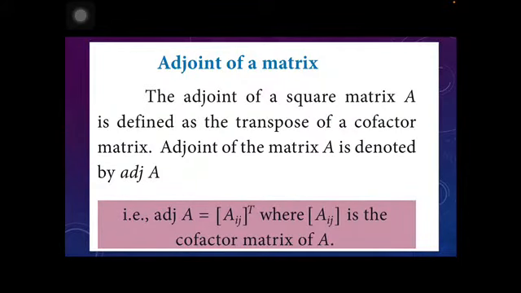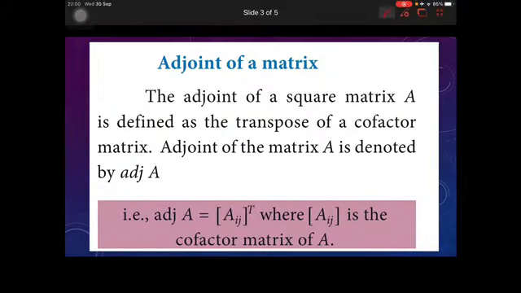Adjoint of a matrix. The adjoint of a square matrix is defined as the transpose of the cofactor matrix. Minors and cofactors we have studied. Okay, so the transpose of the cofactor matrix is known as the adjoint, and it is denoted by adjoint A. So adjoint A is equal to Aij transpose.